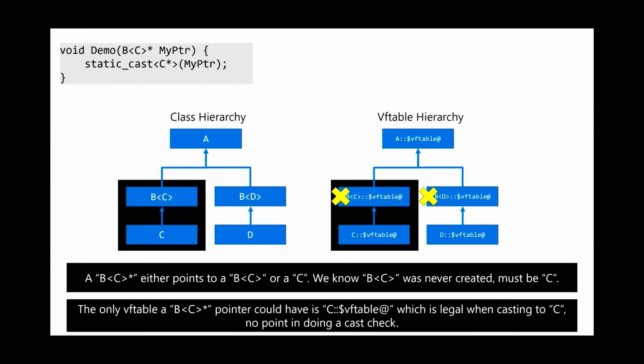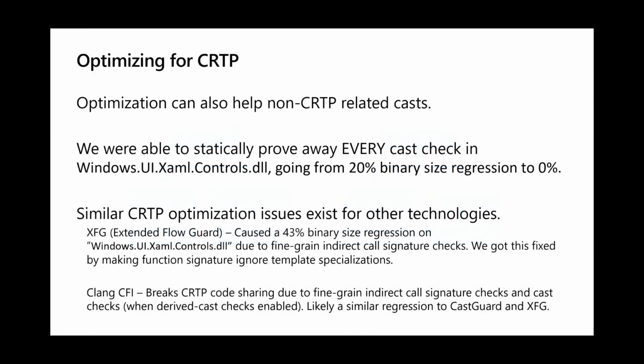so there's no reason to put a check in place. And because we don't have to put a CastGuard check in place, we can now continue doing the identical comdat folding on all of those do stuff functions, and the vtables themselves aren't referenced by CastGuard checks anymore, so they can be optimized away by the linker as well. In the case of these WinRT binaries that we have in Windows that heavily use the CRTP programming pattern, we're actually able to statically prove away every single cast check in the binary.